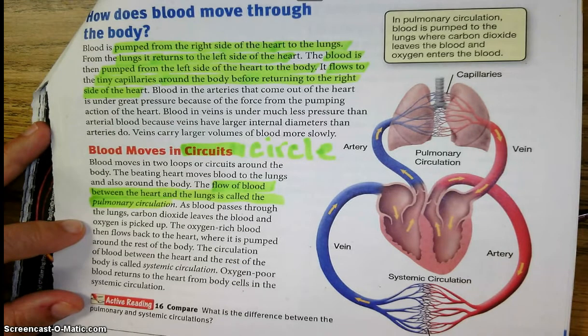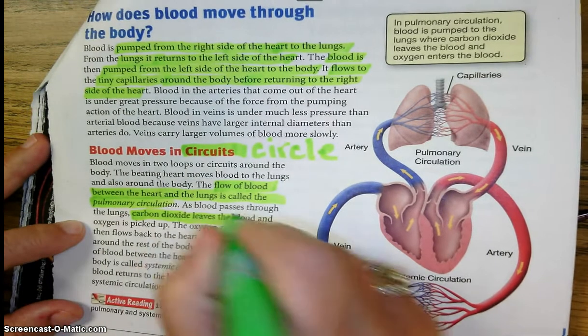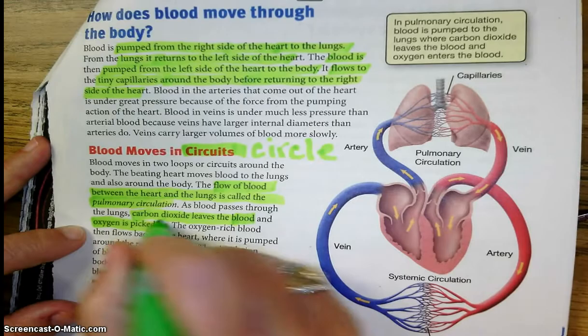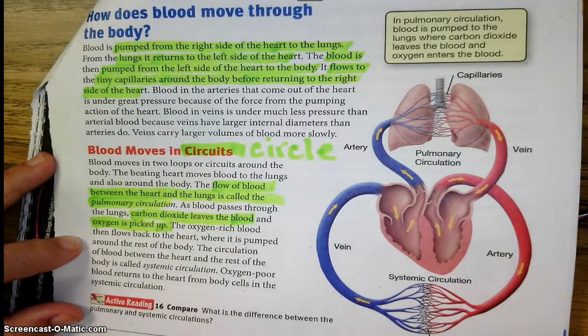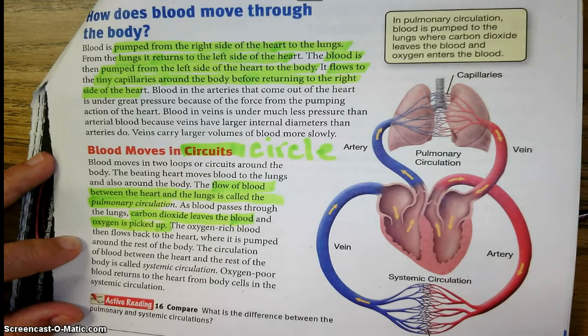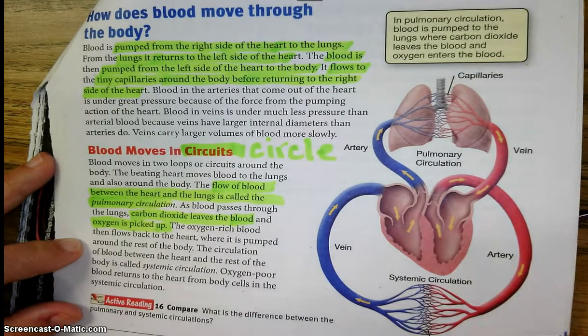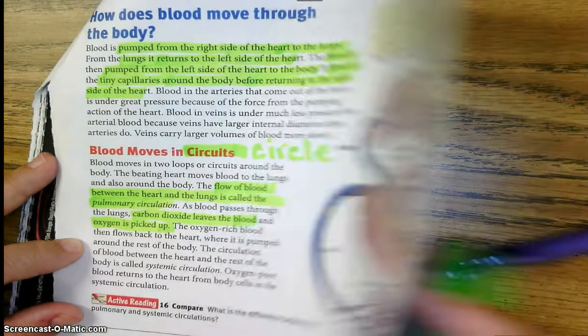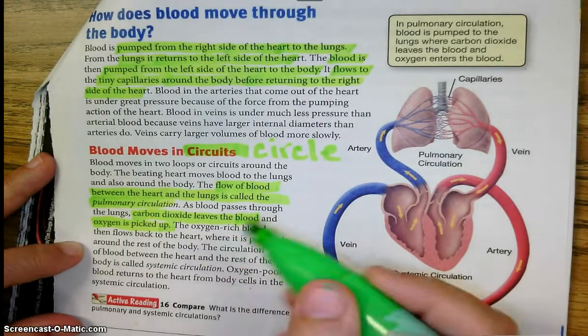As the blood passes through the lungs, carbon dioxide leaves the blood and oxygen is picked up. So the lungs, part of the respiratory system, are in charge of getting the oxygen into the body when you breathe. But the blood, the circulatory system or cardiovascular system, actually is the part that gets that oxygen to the cells, so delivery of the oxygen. The oxygen-rich blood then flows back to the heart where it is pumped around the rest of the body.